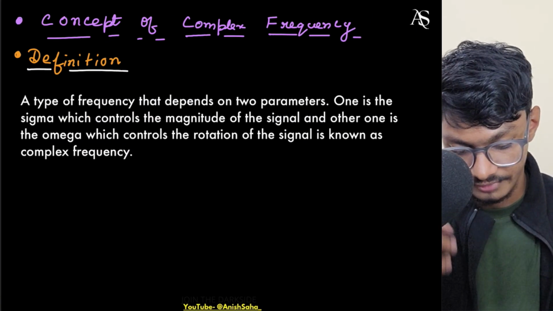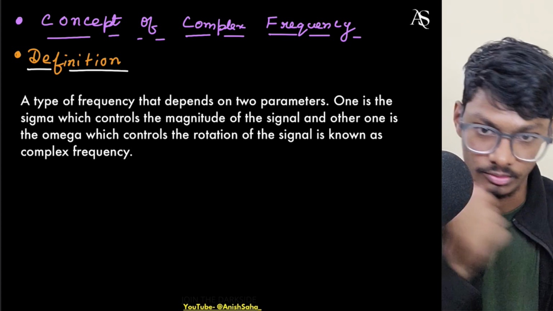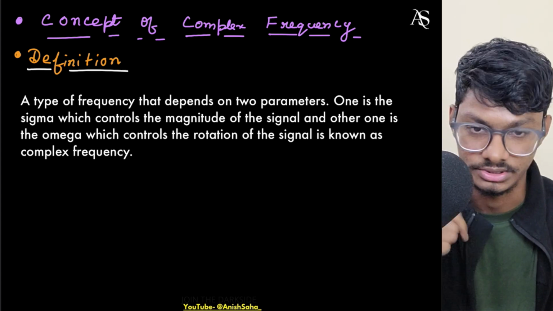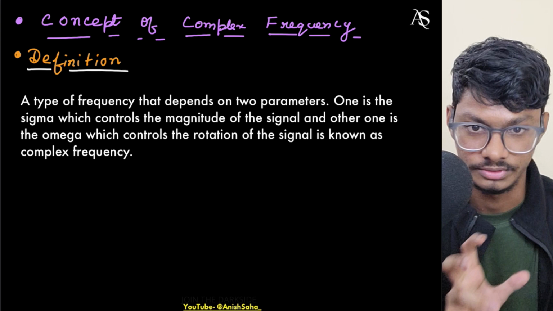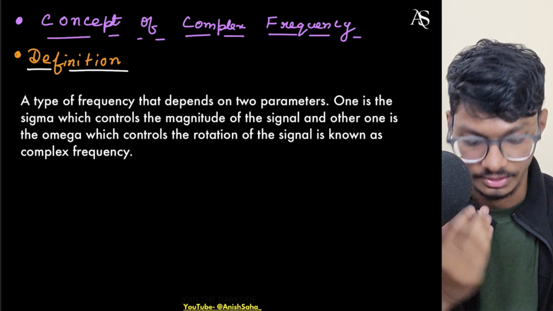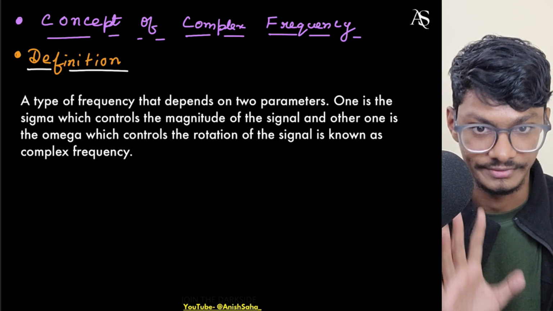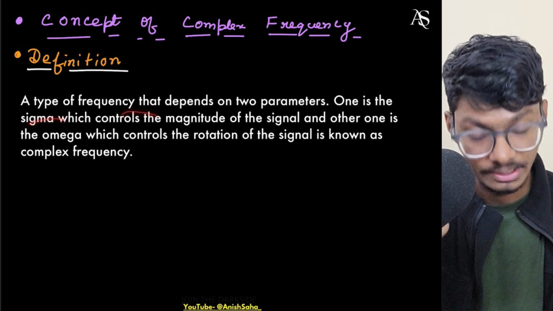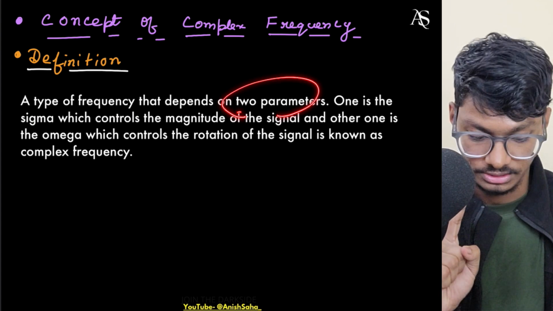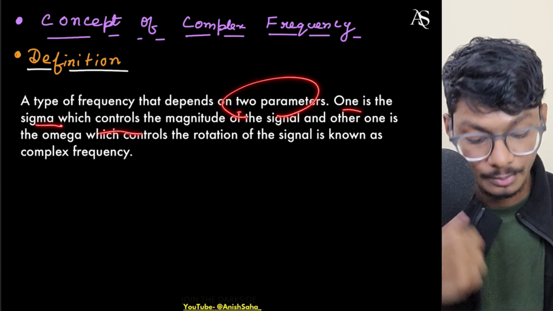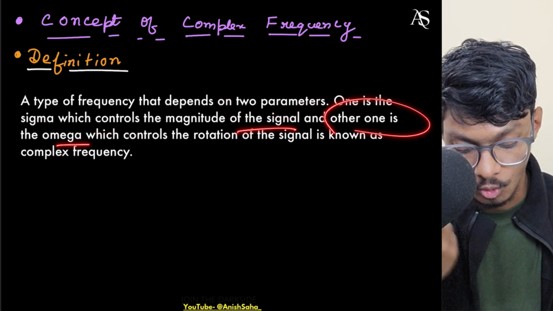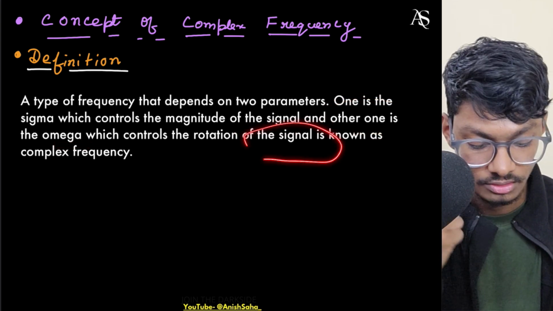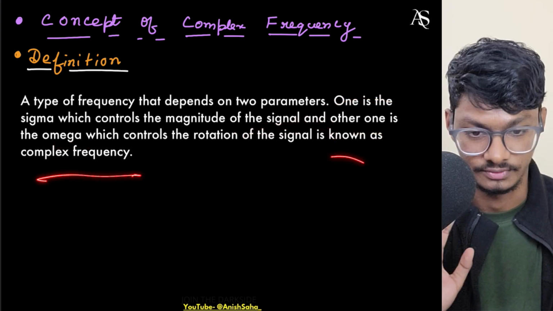Like I've explained in my full course in control systems, I will put that link in the description and the comment section below, on what complex frequency is. If you want to know more about complex frequency, I'm just giving you the brief definition. So what is a complex frequency? A type of frequency that depends on two parameters. One is sigma, which controls the magnitude of the signal, and the other one is omega, which controls the rotation of the signal. This is known as complex frequency.